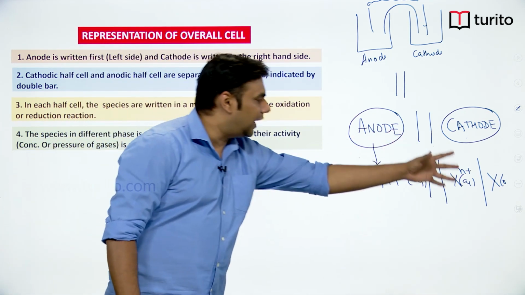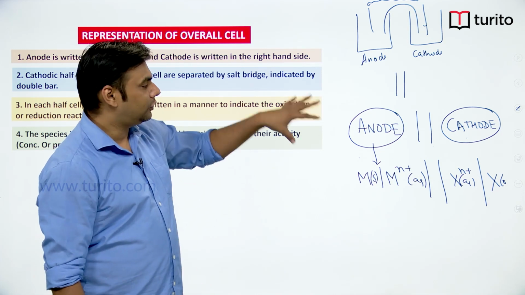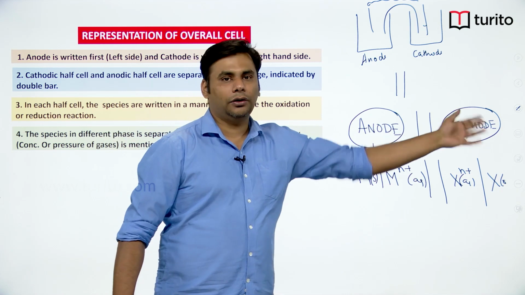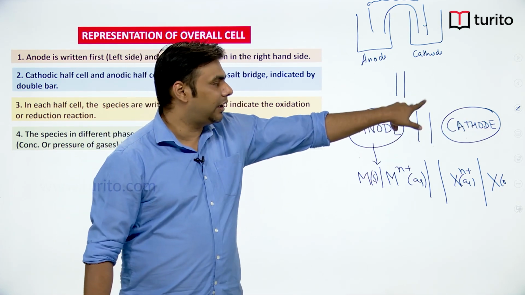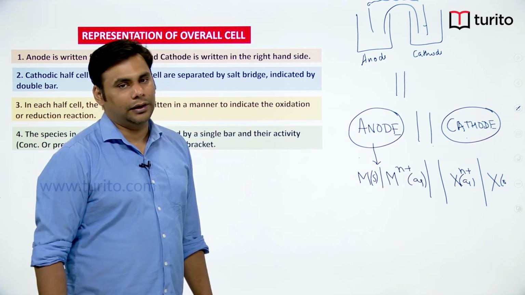So you have to understand what is happening in the cell, then only you will be able to proceed. Okay, so anode is always written first, that is on the left hand side, and cathode is written on the right hand side. They are separated by a double bar indicating that there is a salt bridge between them.